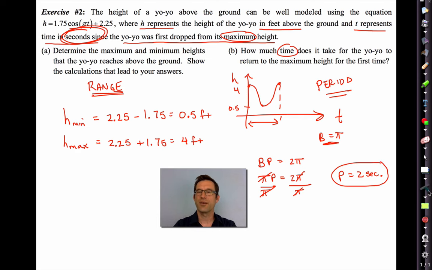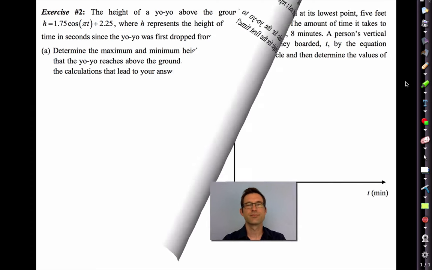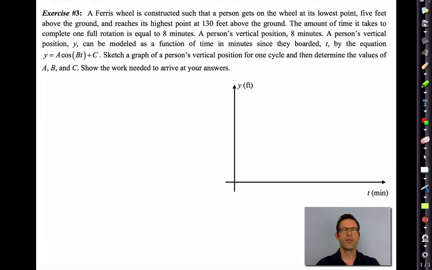Okay, I'm going to clear this out and change maybe over to blue. I'm tired of the red. Ferris wheel. All right, a Ferris wheel is constructed such that a person gets on the wheel at its lowest point, 5 feet above the ground, and reaches its highest point at 130 feet above the ground. The amount of time it takes to complete one full rotation is equal to 8 minutes.